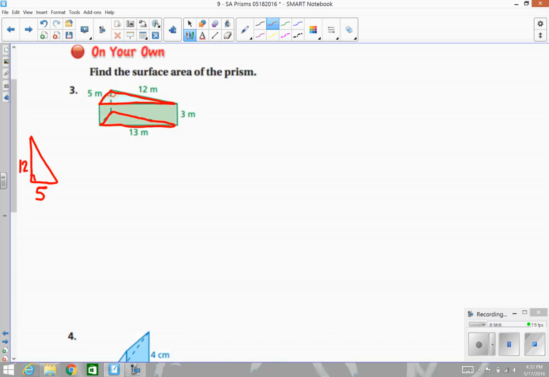Now all of the other sides are what we call lateral surfaces. Those are your rectangular sides. The first one I'm seeing, it doesn't really matter what order you go in, but I see this one here. That's 5 along this side and 3 along this side because of this. So let's draw that out. We have 5 by 3.